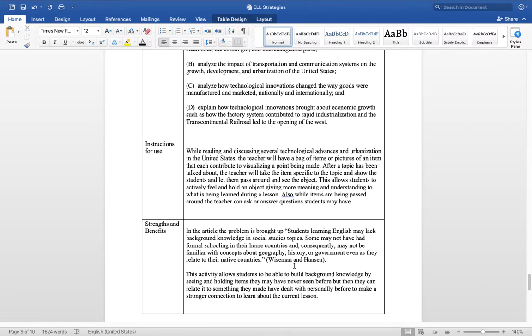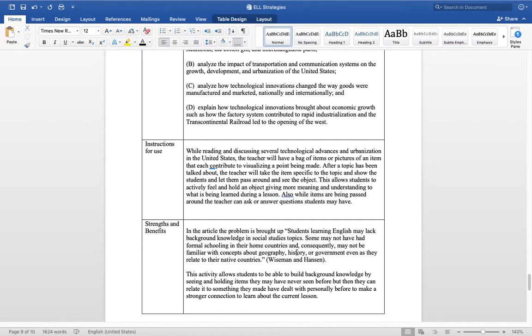So, while reading and discussing several technological advances and urbanization structures in the United States, the teacher will have a bag of items, and probably pictures too, because some things you probably cannot bring into a school, that contributed in some way to visualizing a point being made in what they're talking about. After a topic has been talked about, the teacher will take the item specific to the topic, show the students, and let them pass it around and see the object.